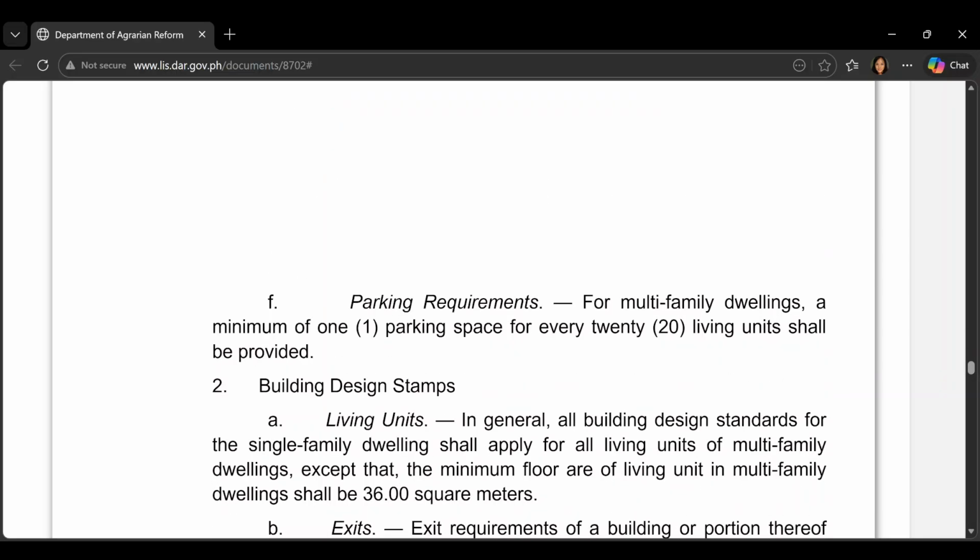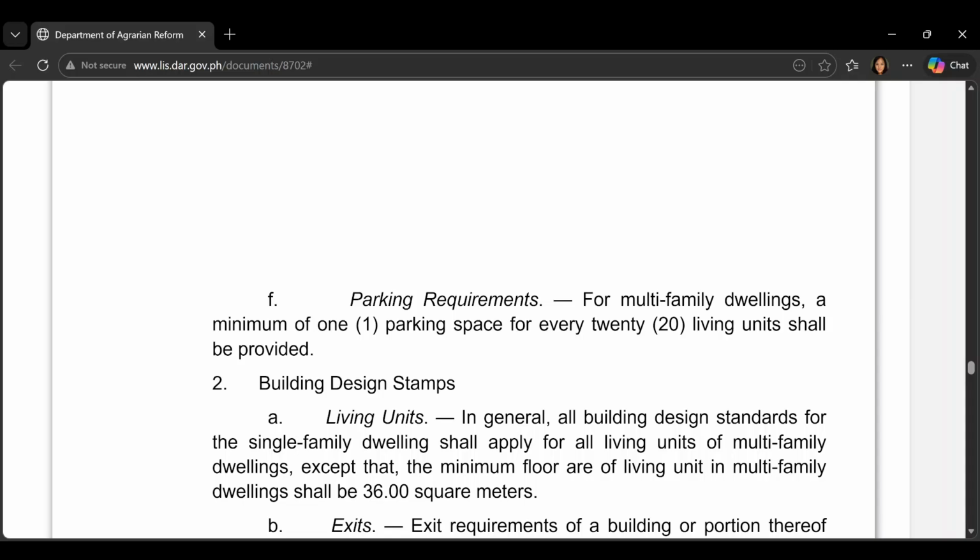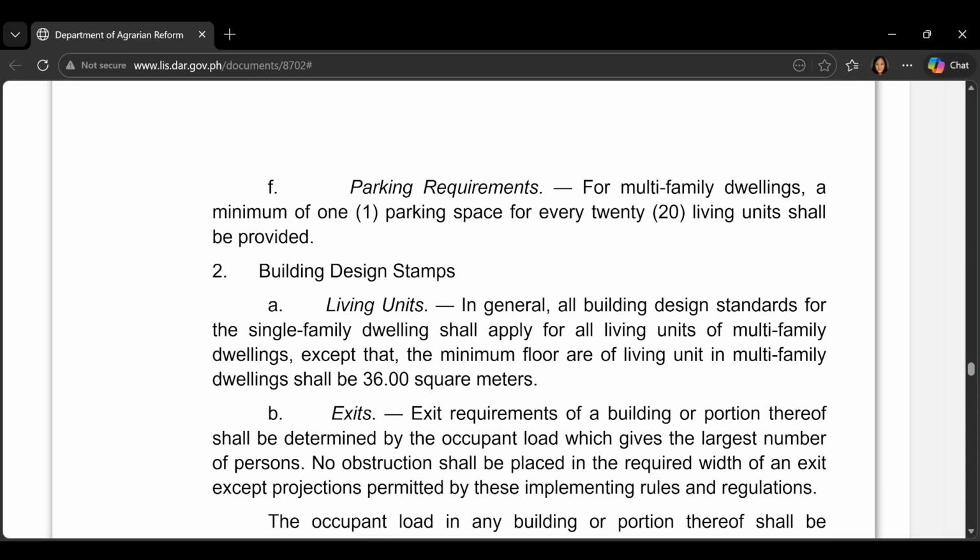Okay. F. Parking requirements. For multifamily dwellings, a minimum of one parking space for every 20 living units shall be provided. Okay. 2. Building design standards. A. Living units. In general, all building design standards for the single-family dwelling shall apply for all living units of multifamily dwellings, except that the minimum floor area of living unit in multifamily dwelling shall be 36 square meters.